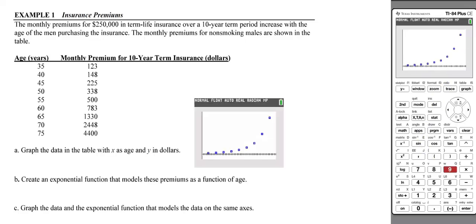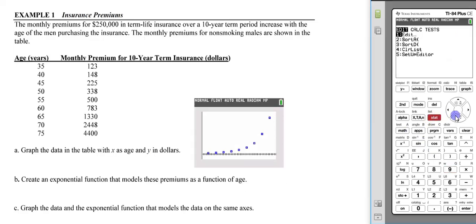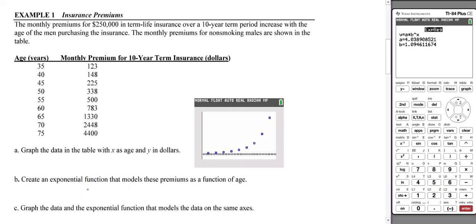Now we want to create an exponential function that models the premiums as a function of age. So let's go to Stat, and we will calculate an exponential regression. Just keep going down to option 0. And remember, do not get exponential regression and power regression mixed up. They are different things. Default is list 1 and list 2, where we already have the data. And we can go ahead and store this so that it will put it into the equation editor for us.